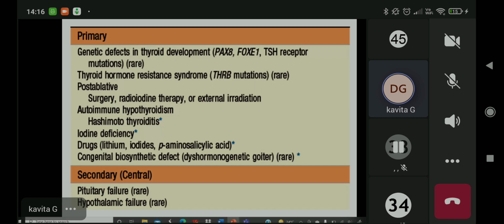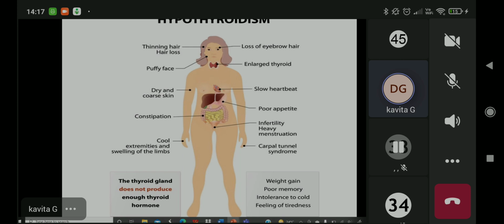They've mentioned hypothalamic as secondary, but in further studies, you would find out that actually it's a tertiary form only. So you have all these things that are affecting the thyroid, which we've just gone through, and then the pituitary and the hypothalamus causing central hypothyroidism. So how does a hypothyroid look like?